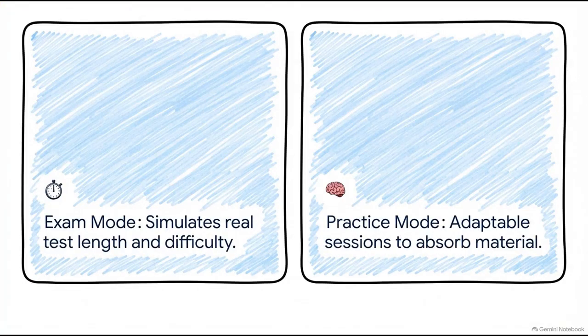Do you want to simulate the pressure in exam mode or learn at your own pace in practice mode? Let's look at a real demo question right now. Which DNS record type is used to map a hostname to an IPv4 address? Option A, AAAA. Option B, CNAME. Option C, A. Option D, MX.